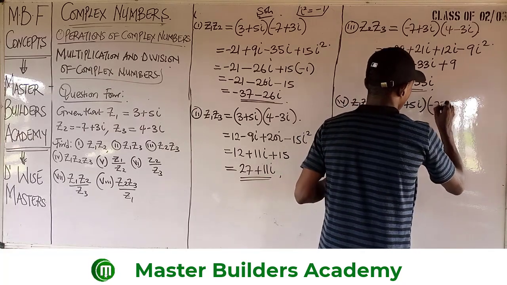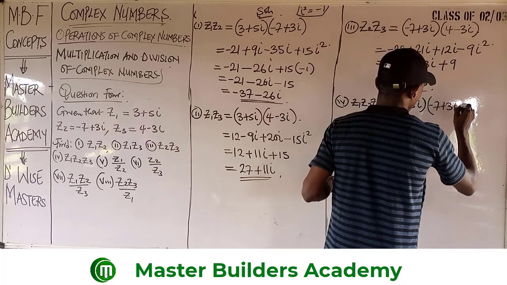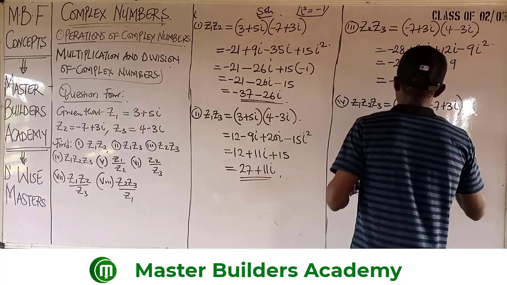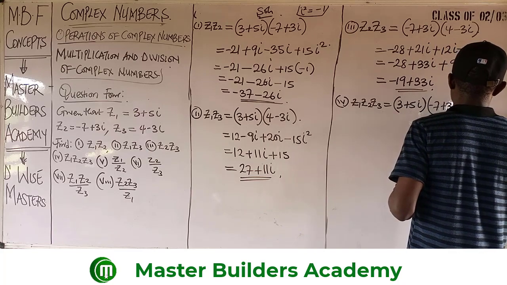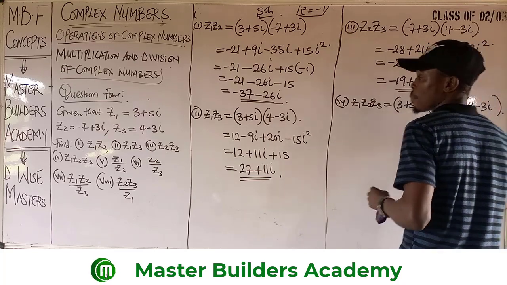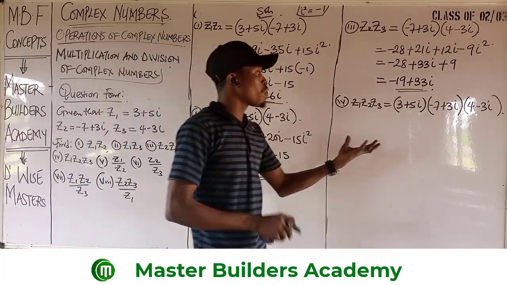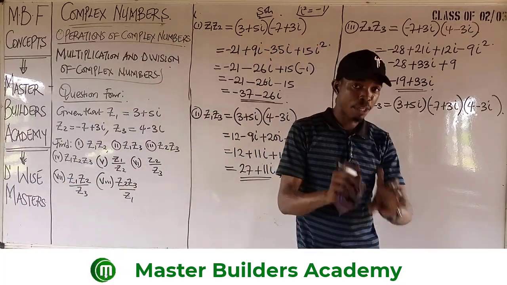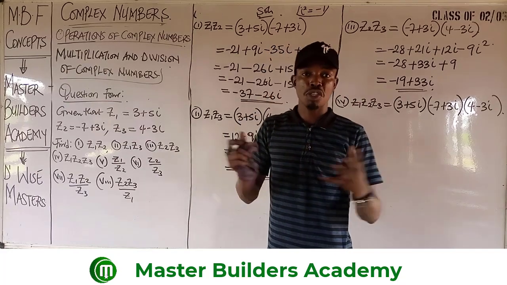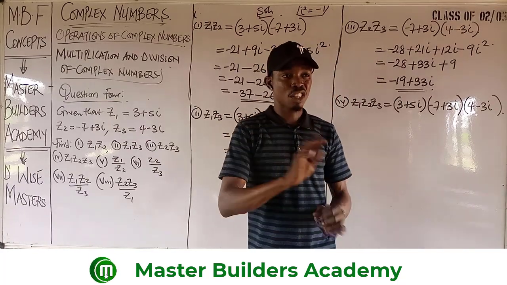Then Z2 is minus 7 plus 3i. Then the last is 4 minus 3i. So you can see it there. Now, I wouldn't want us to waste much of our time here. Let me show you what you do. Assuming these questions come all together in one, there is something you can do here.